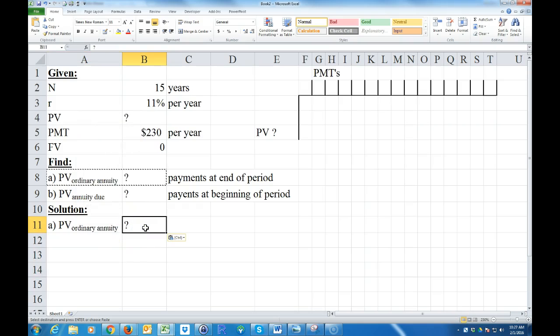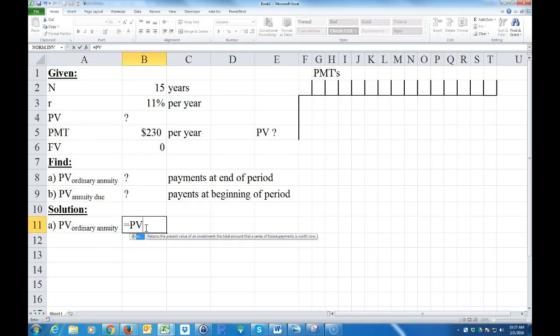And what we can do, we can say equals PV for present value, and hit a parenthesis. The first thing it asks me for is the rate in bold, so I'm going to click the 11%. And I go to a comma, it goes to the number of periods. The number of periods is 15. You do a comma, what's bold next is a payment, which is right here. You do a comma again, it asks for the future value. Well, that's zero. Now I could actually skip it and just do a comma.